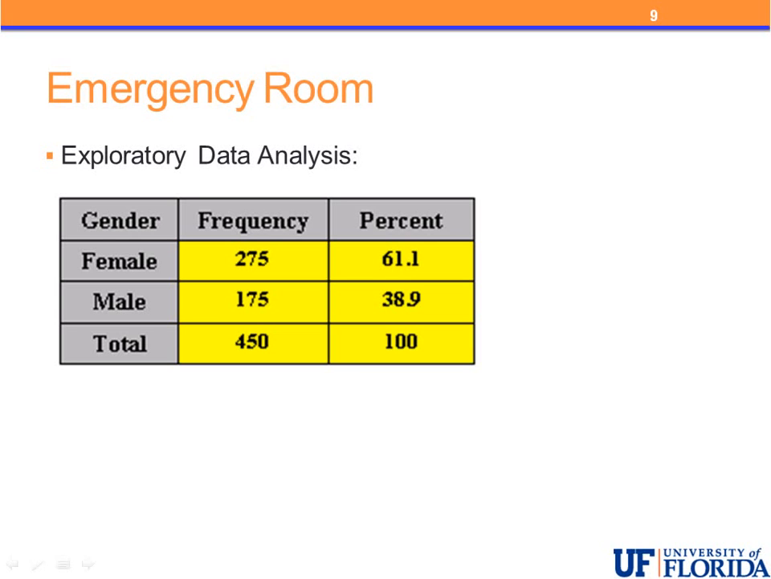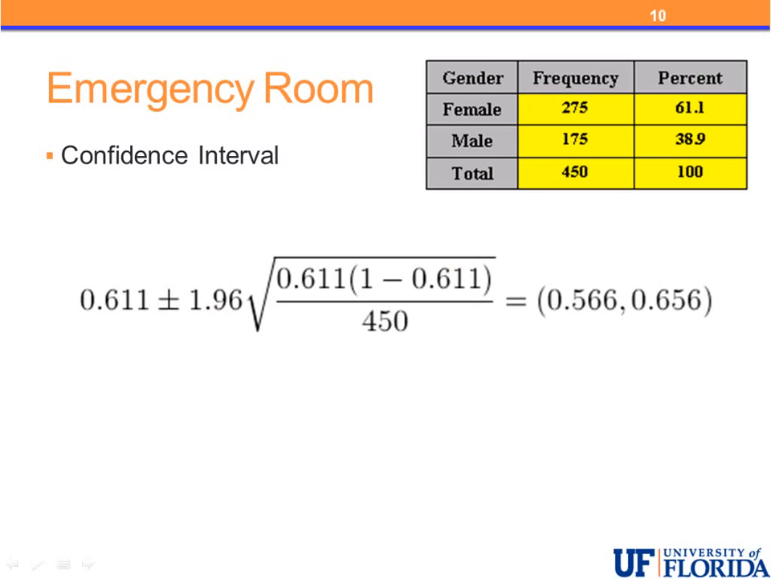Suppose we wanted to determine if there is evidence that the true proportion of female patients in this ER is different from 50%. When checking the sample size for confidence intervals, we check if n times p-hat and n times 1 minus p-hat are both at least 10. Since 450 times 0.611 and 450 times 1 minus 0.611 are at least 10, we can construct the 95% confidence interval for the true proportion of females using the equation we presented.